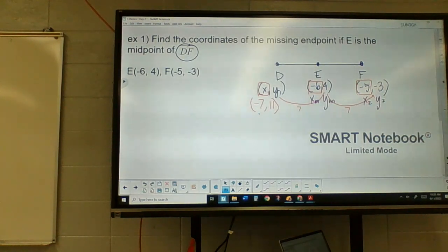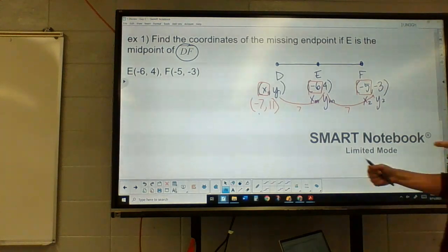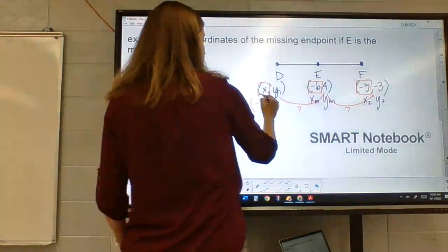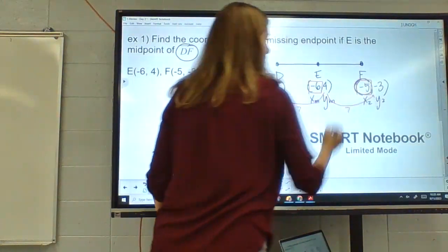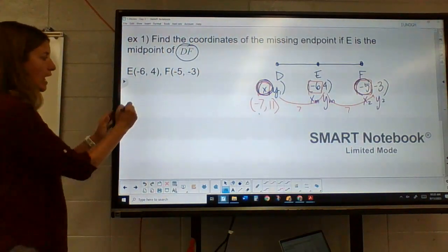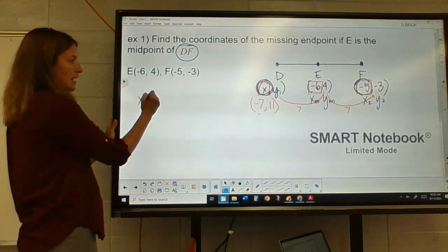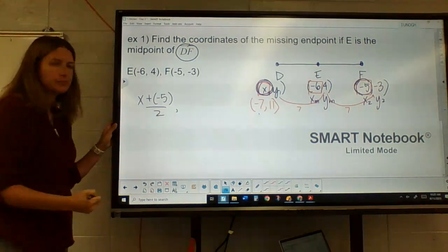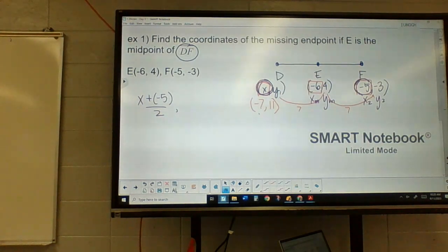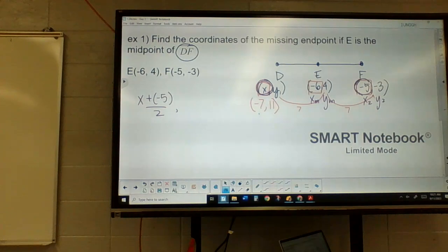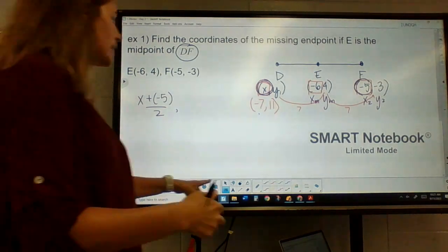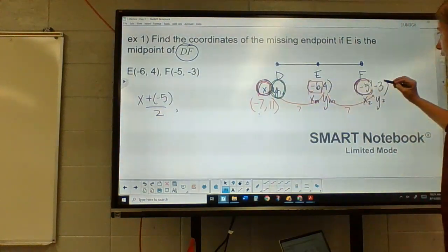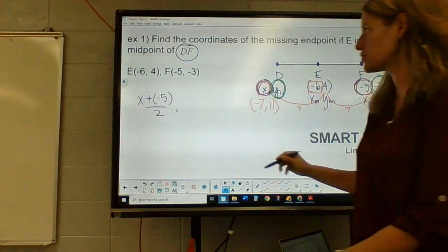So if I'm setting up the formula for my midpoint, over here we have the midpoint formula written: I add the x's together and divide by 2. So I'm going to take our x and add a -5 and divide it by 2. I'm going to do the same thing with the y's. I'm going to take the y, add it with this one, and divide it by 2.